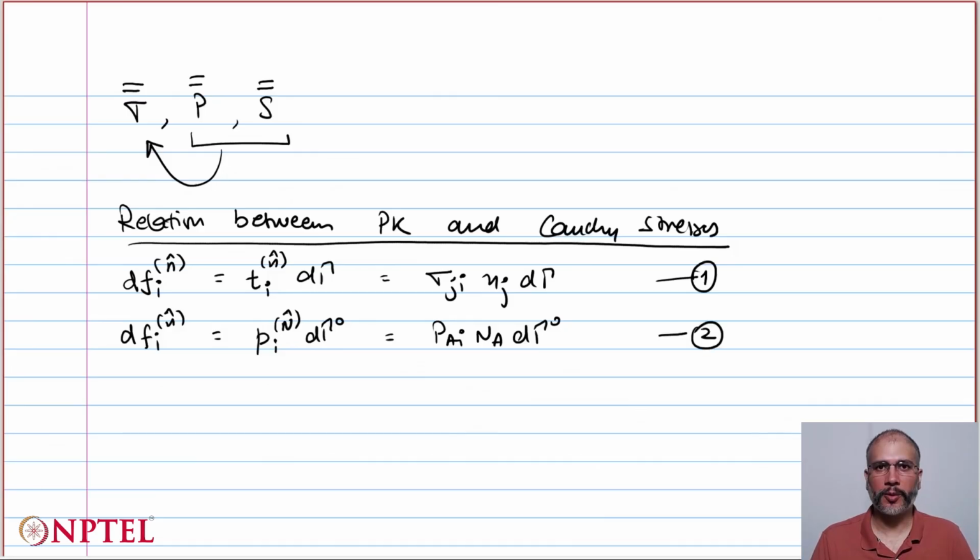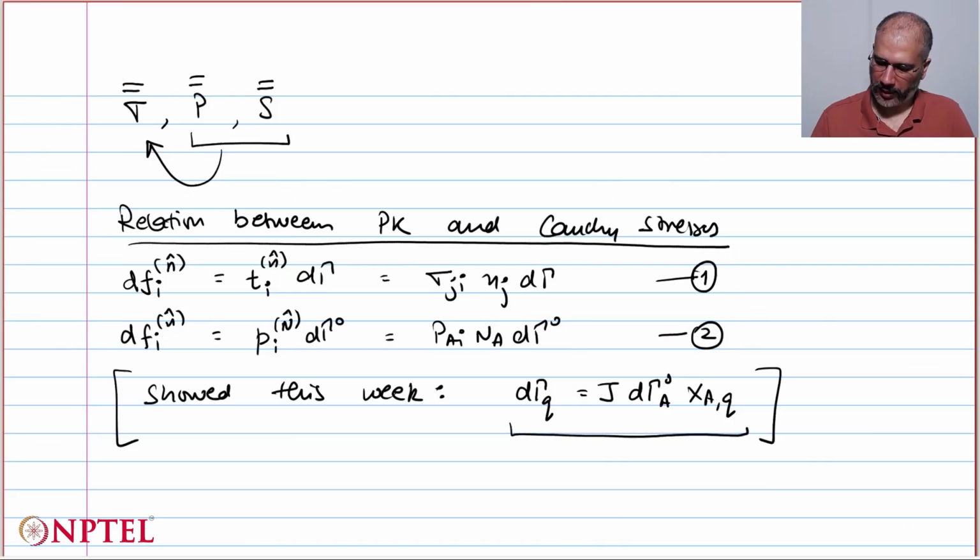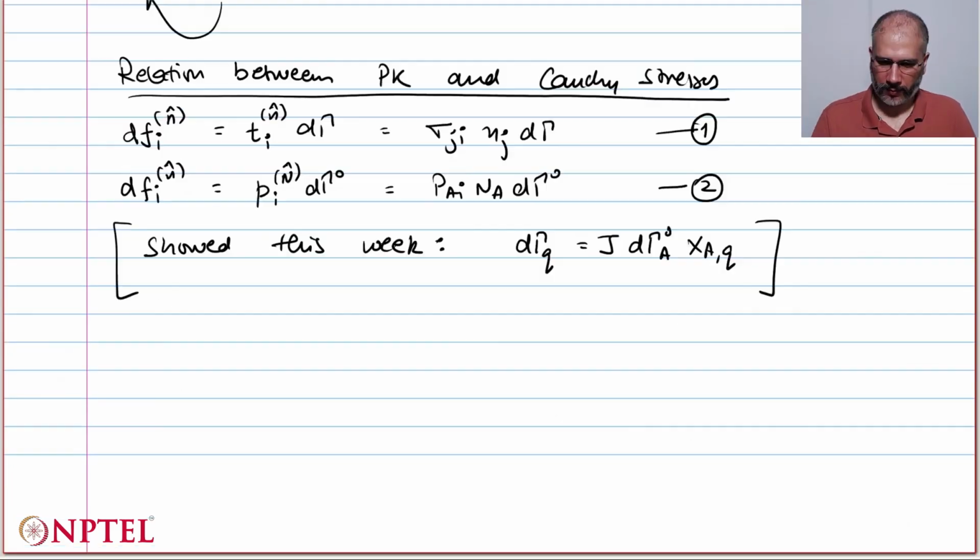And we also showed a relation between dΓ and dΓ naught in the beginning of this week. So this expression we had derived. So I can also write this as the vector small n_q times the magnitude of the area dΓ is equal to X_A,q times J times the magnitude dΓ naught times N_A, and we'll call this equation 3.